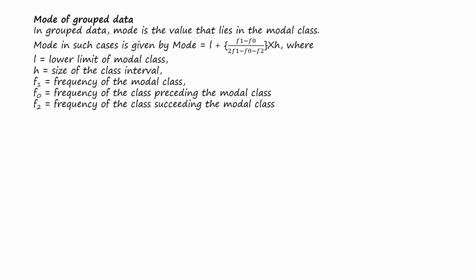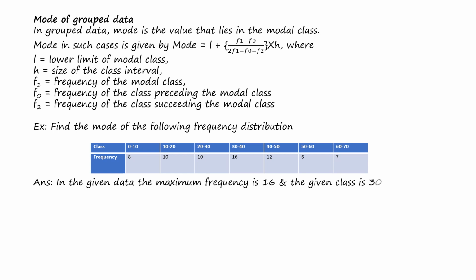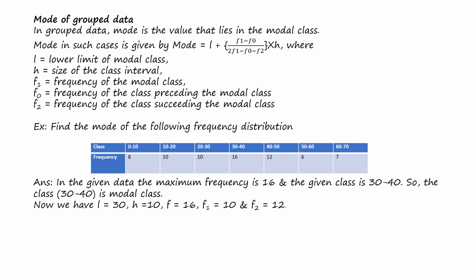Let's see an example first. Find the mode of the following frequency distribution. The table is given. In the given data the maximum frequency is 16 and the given class is 30 to 40. That means the modal class is 30 to 40. So here l is 30 because the lower limit of the modal class 30 to 40 is 30. h is 40 minus 30, the class interval, so it is 10.